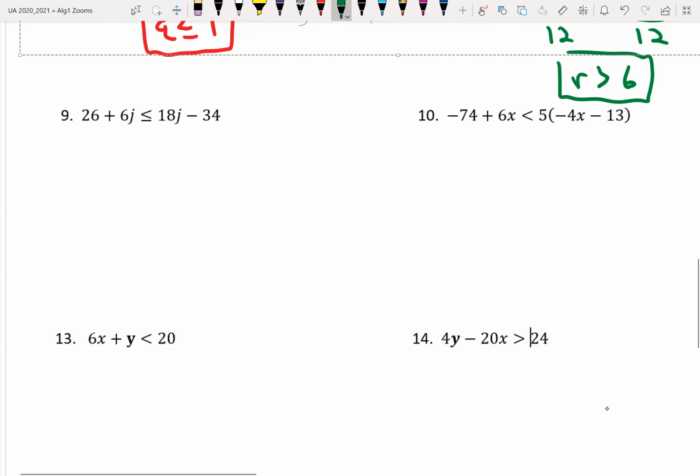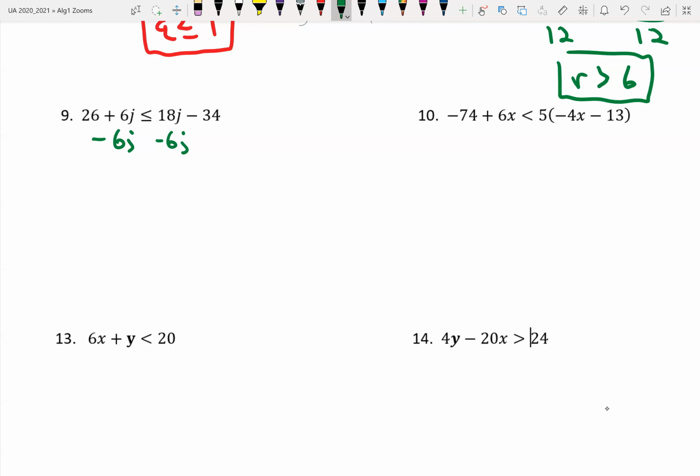Number 9, variables on both hand sides. We will subtract 1, subtracting 6j on both sides. I like this. 6 variable and 18 variable combination apparently. Subtracting the 6j's leaves 26 less than or equal to 18j minus 6j will be a 12j minus 34.